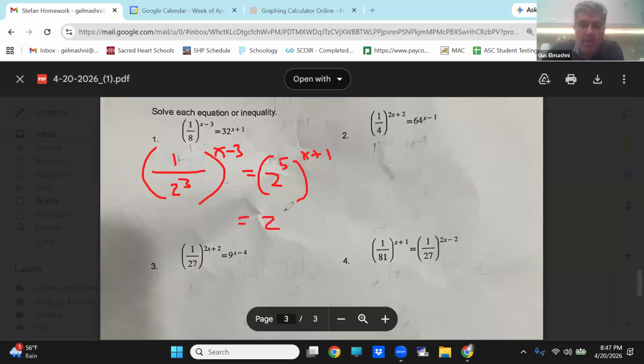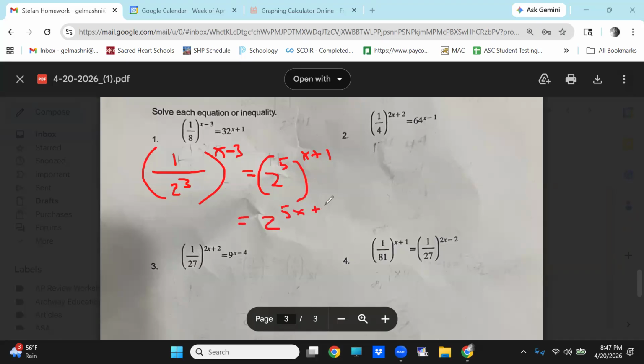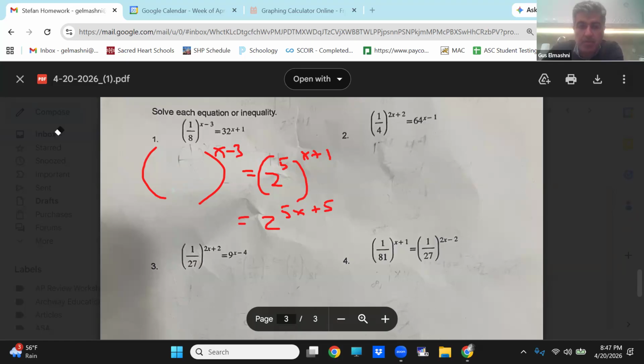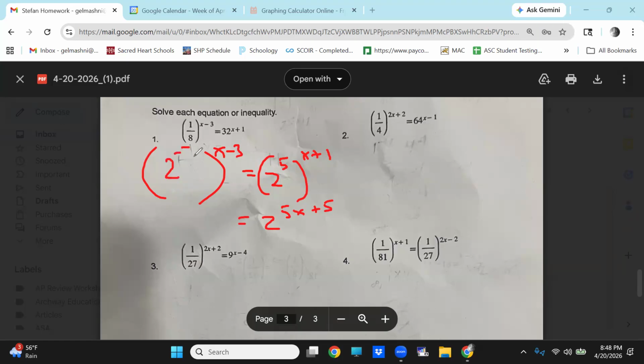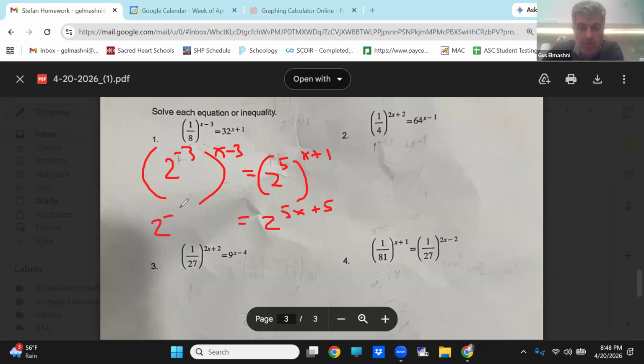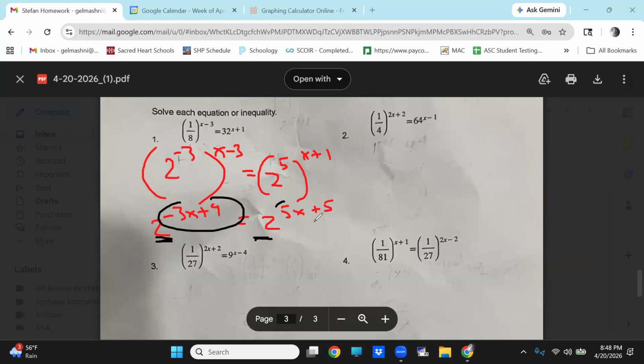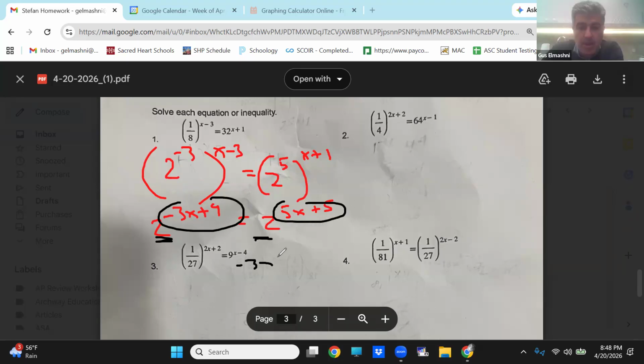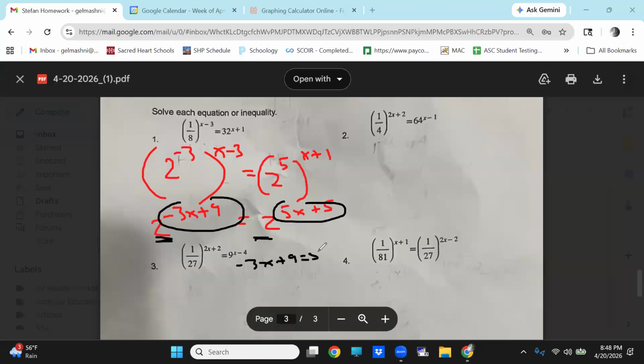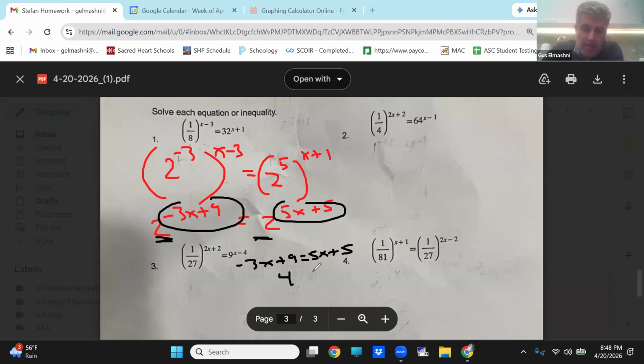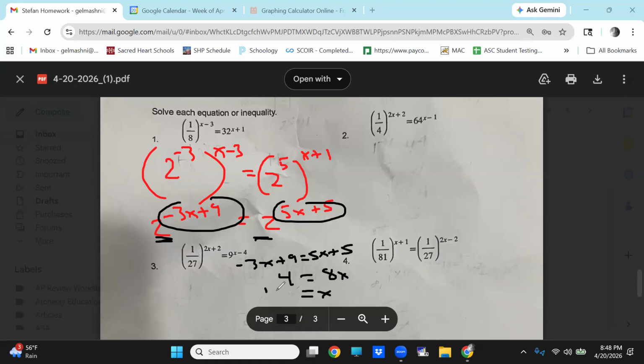Okay, so that becomes 2 to the 5x plus 5. And remember, when it's on the bottom, you can make that a negative exponent. Remember, we talked about this, you distribute it. So it's 2 to negative 3x plus 9. And why do we do this in the first place? To make these identical. So those are identical. So negative 3x plus 9. And you can move the 5 over from right to left, negative 3x from left to right. X equals 1/2.